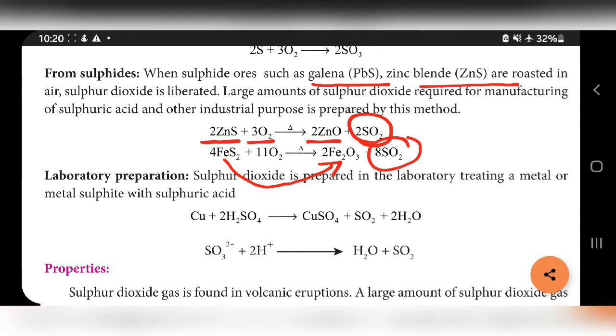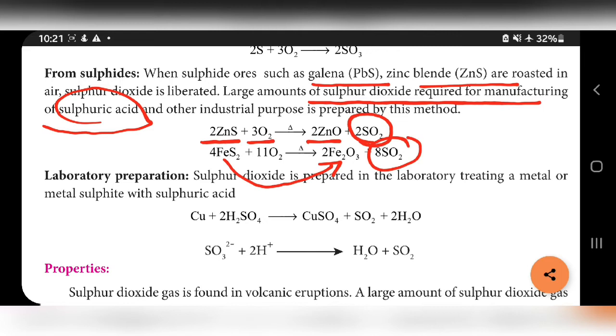A large amount of sulfur dioxide is required in the manufacturing of sulfuric acid. That is the main use of sulfur dioxide. For preparing sulfuric acid, sulfur dioxide is mostly used. Other industrial purposes are also prepared by this method.